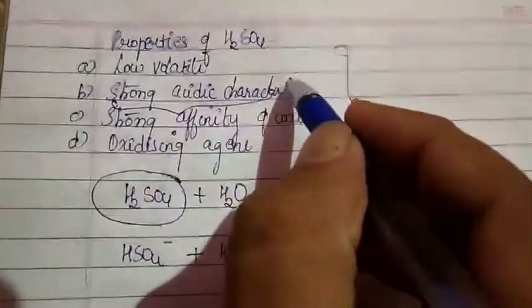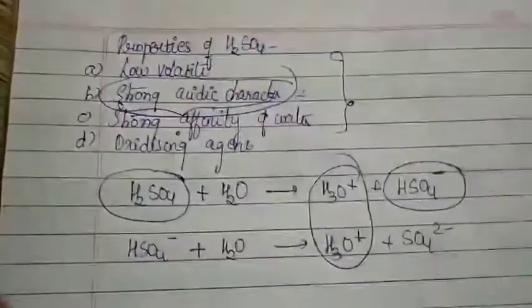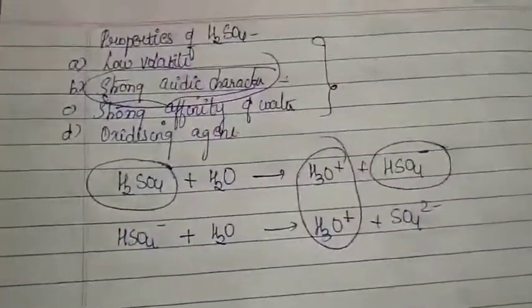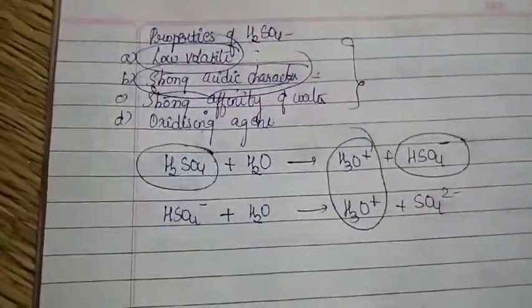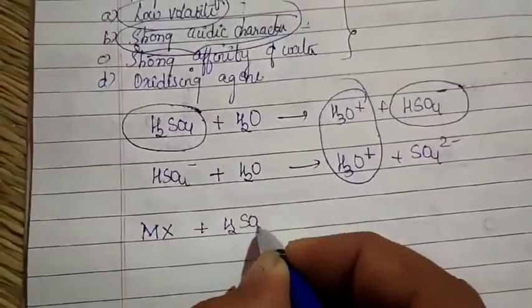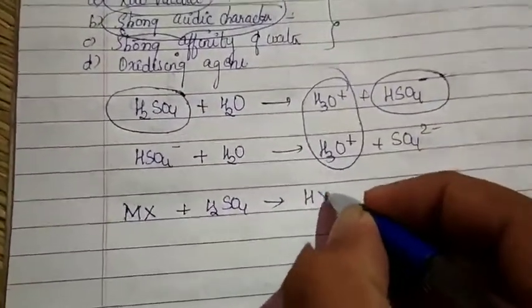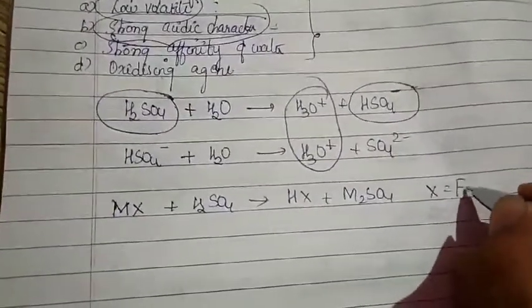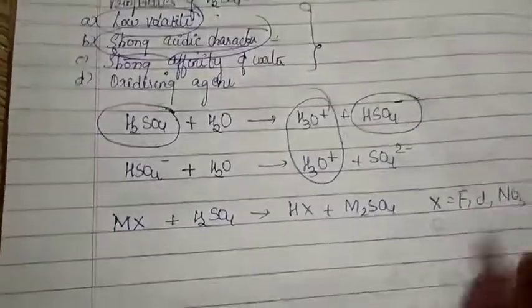So that is the reason we say that sulfuric acid has a strong acidic character. Not only that, using the property of its low volatility, sulfuric acid is even used in the manufacture of volatile acids. I'll give you the general formula: MX plus H2SO4 gives HX plus M2SO4. Here X is generally fluorine, chlorine, and nitrate.